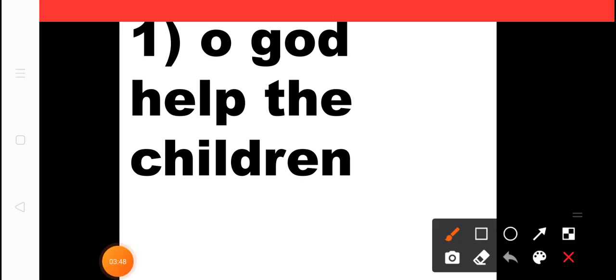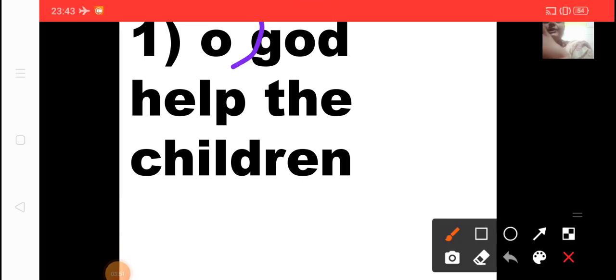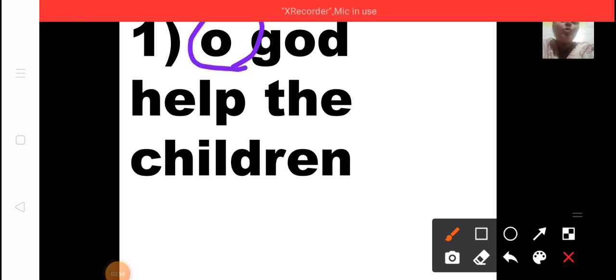Look at the first one. "Oh God, help the children." This is the question given. We have to punctuate this sentence. Can you see that O, the first letter itself, is not in capital letter? That O has to be capital. So this is one correction.